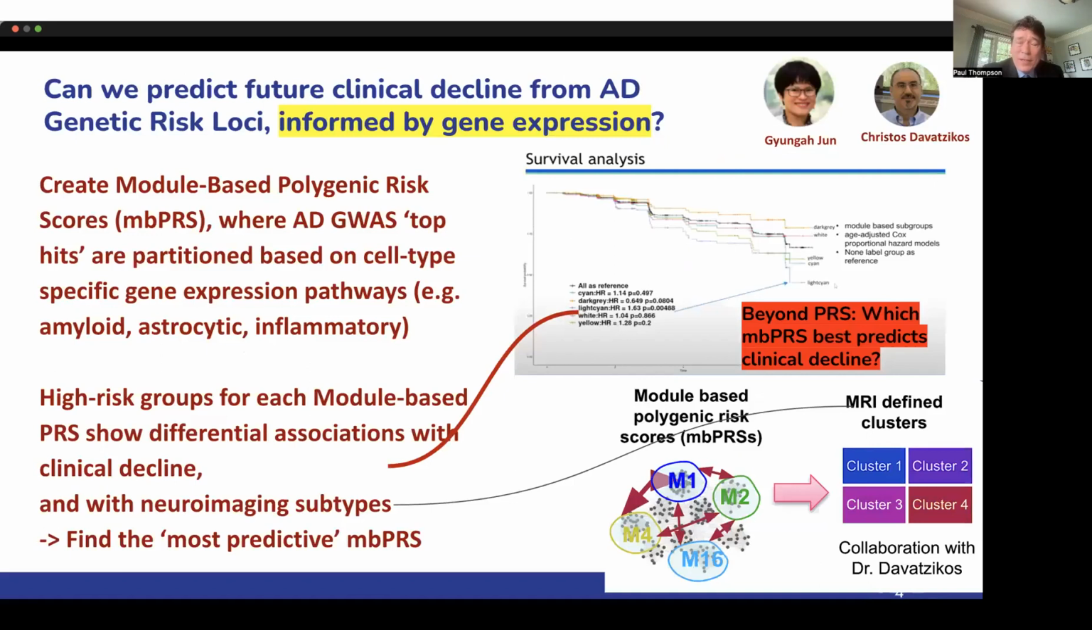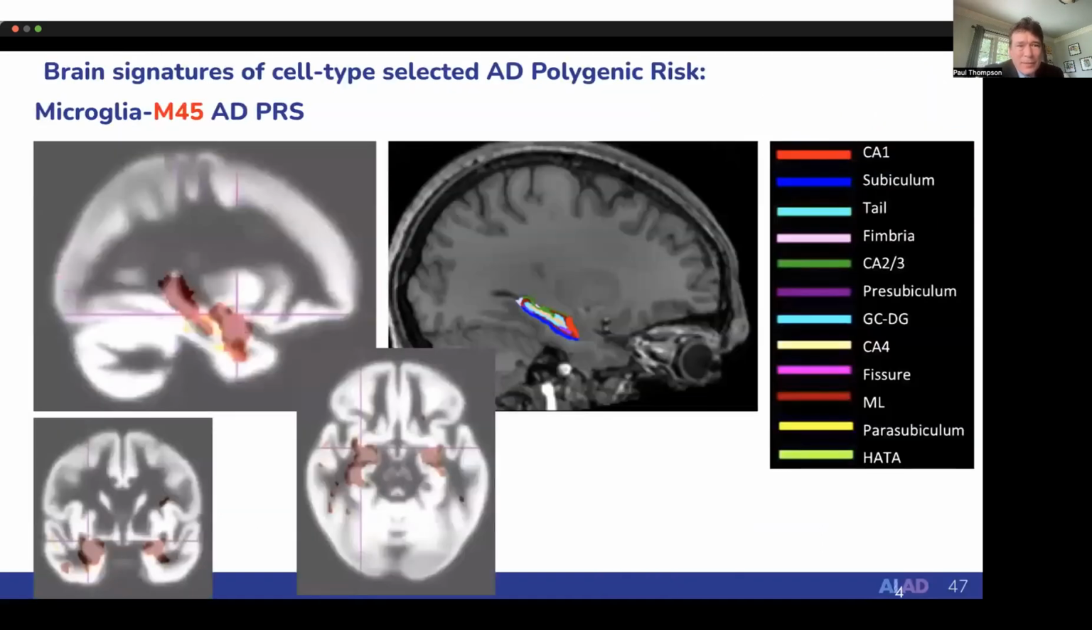So last of all, can any of this be used to find drug treatments that counteract the decline? So Gyungah Jun has been working with Christos Davatzikos to identify novel polygenic risk scores that are associated with faster decline. And she has found that if you look for genomic markers that are particularly expressed in certain types of cells, in astrocytes or oligodendrocytes, they have particular patterns of action in the brain.